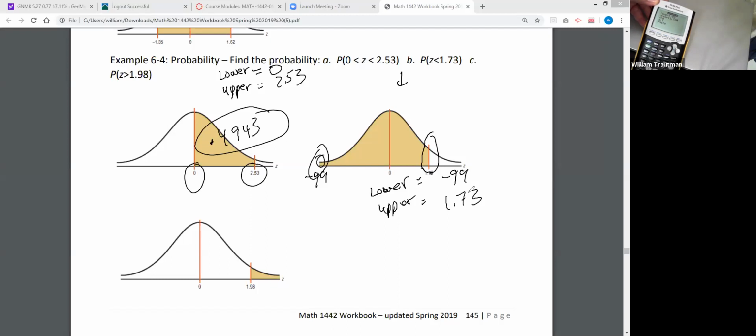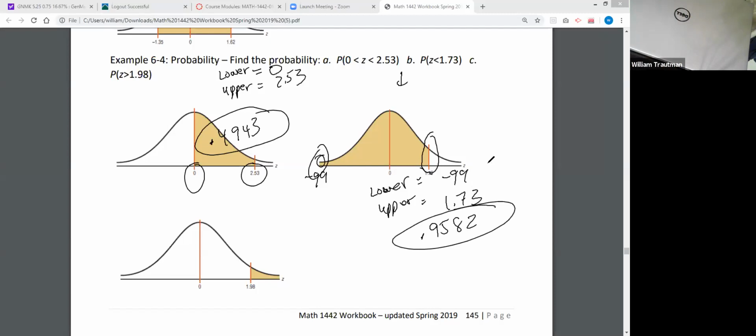And I hit enter, enter, enter, enter, enter. You got to hit enter a lot. And it's like 95%, 0.9582 if I round it to 4 decimal places, because the 5th number is more than 5.